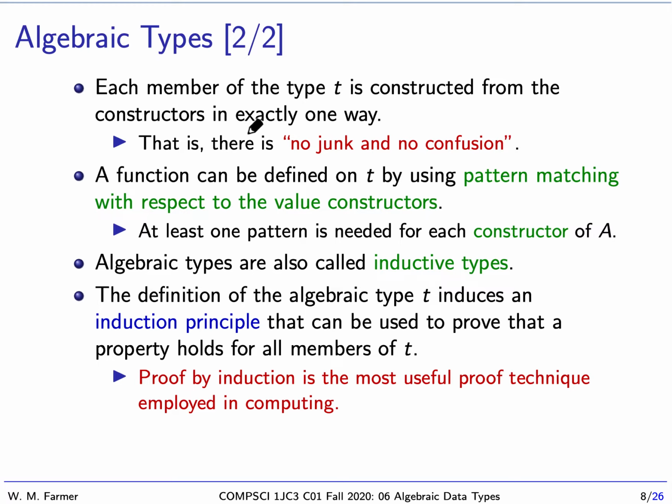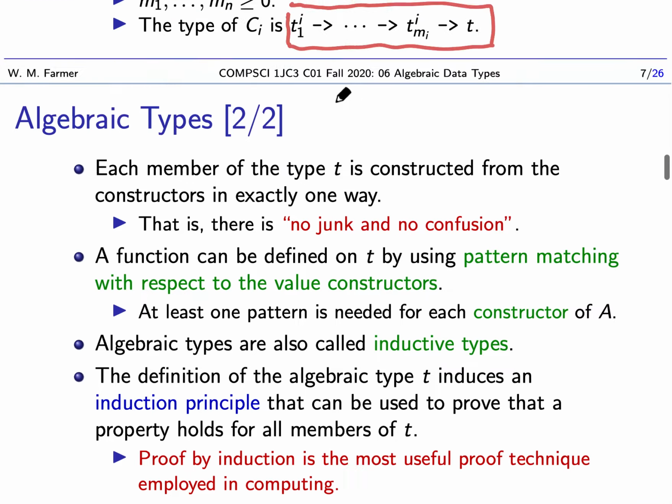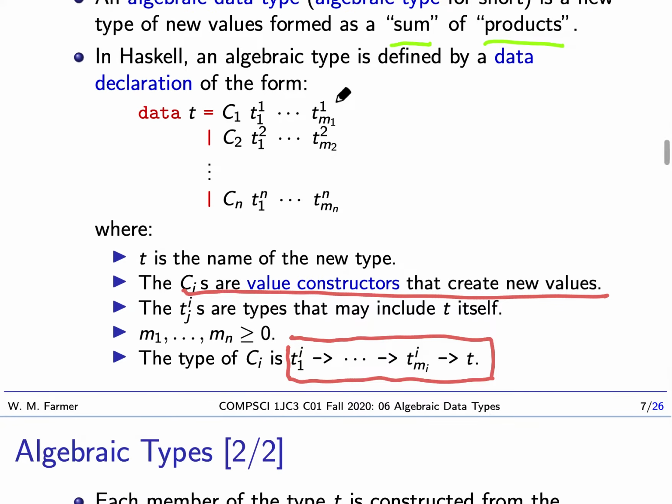The interesting thing is, each member of this type T that we define is constructed from the constructors in exactly one way. So I have these constructors, I can put them together and construct things. Every member of T is constructed in exactly one way. And there's no member of T that is not constructed this way. So the constructors give us exactly the members of T.